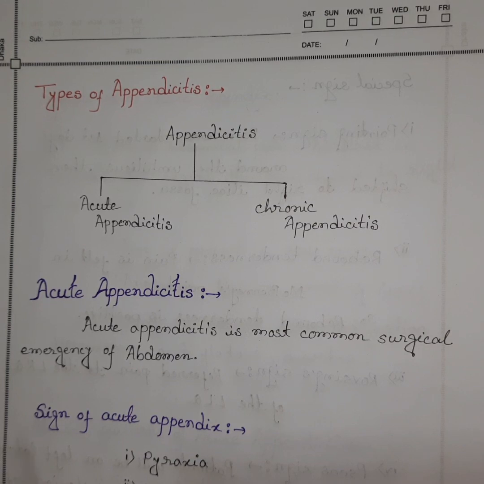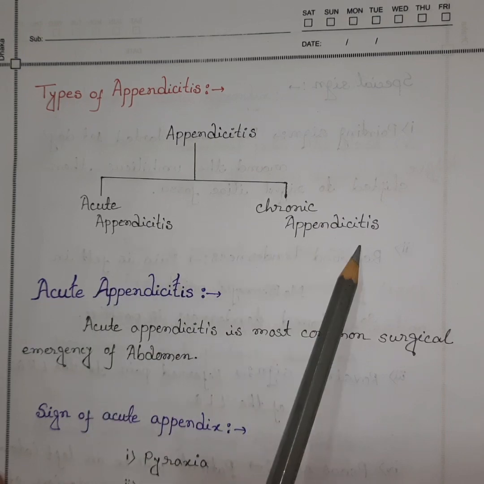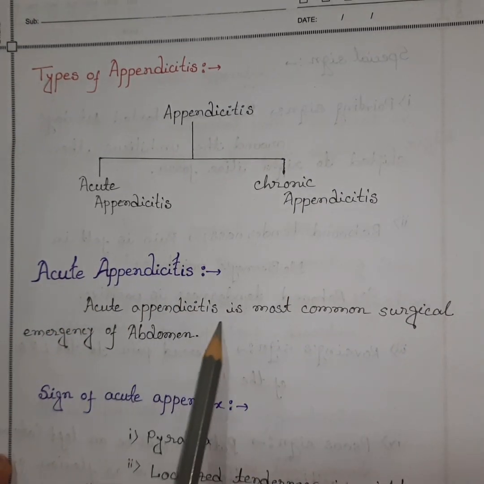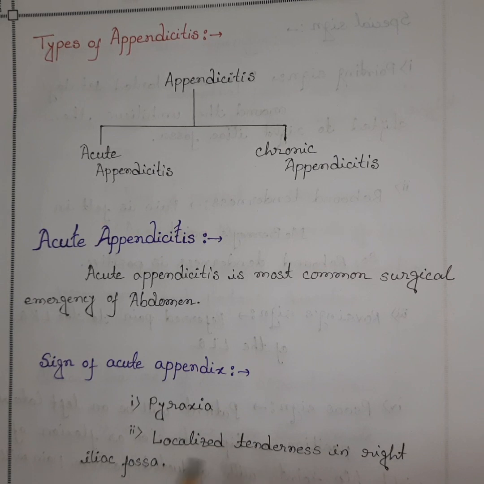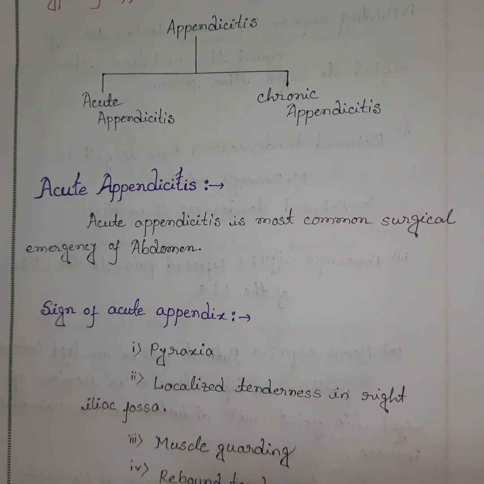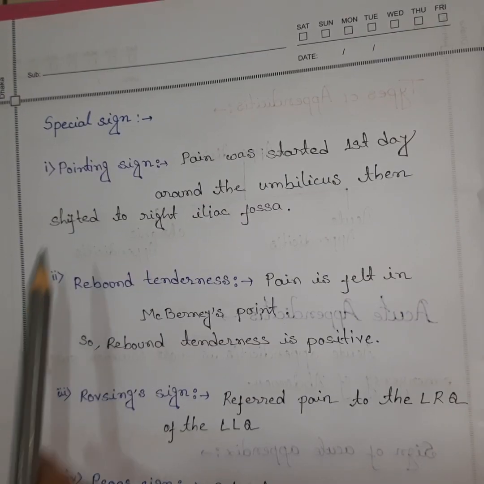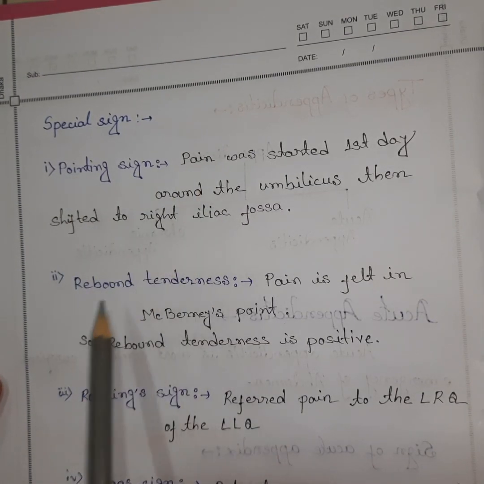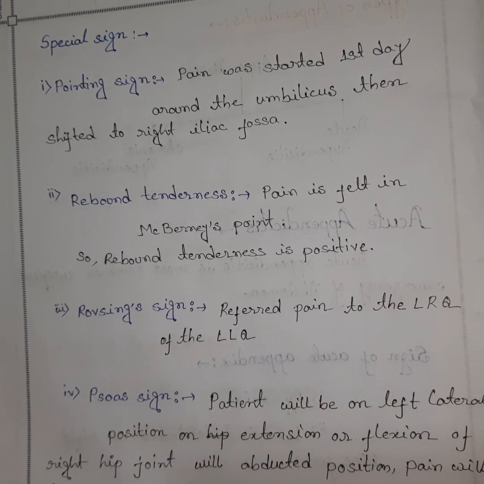What are the types of appendicitis? There are two types of appendicitis, acute appendicitis and chronic appendicitis. Acute appendicitis is the most common surgical emergency of the abdomen. Signs of acute appendicitis: pyrexia, localized tenderness, and rebound tenderness is positive. Maximum tenderness is present at McBurney's point. Special signs: pointing sign, rebound tenderness, Rovsing sign, Psoas sign and obturator sign.